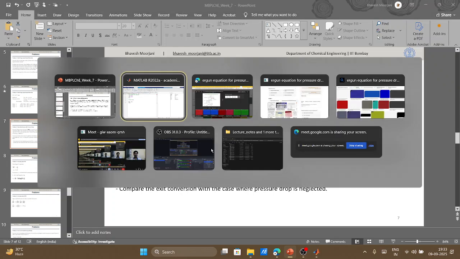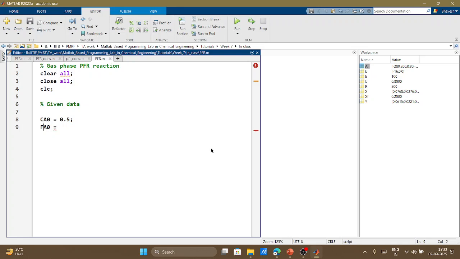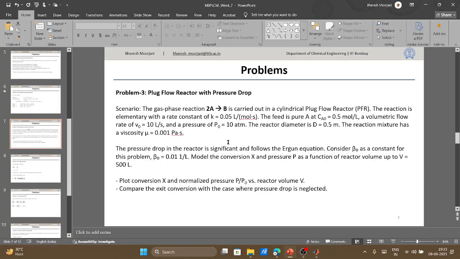V naught is your 10 liter per second. So V naught is given as 10 liter per second. Now CA naught into V naught will give you your molar flow rate, right? So this is liter per second, mole per liter. Multiplying this, you will get mole per second flow rate.